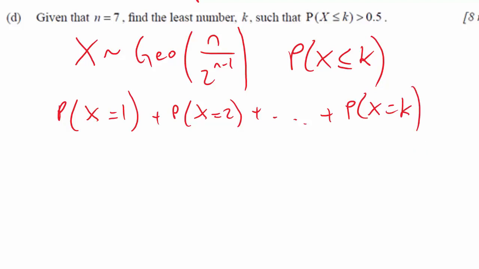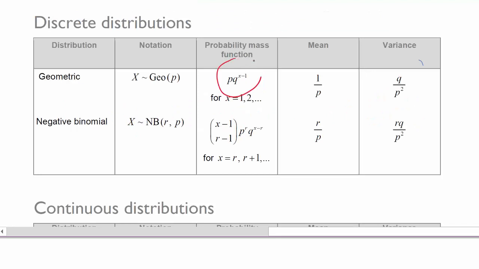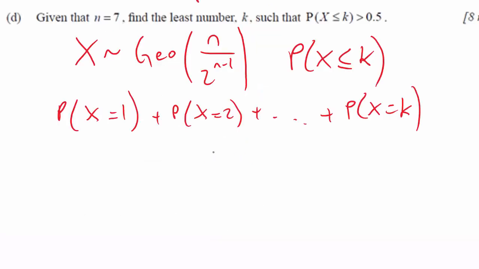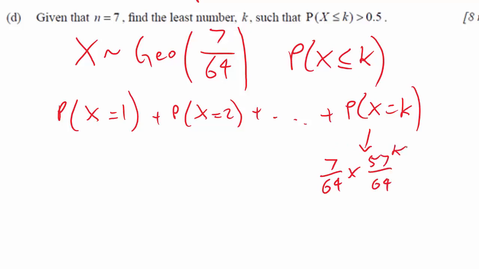Well, off the formula book, I have the formula for the probability that X equals x. It doesn't say it here. This is the probability that capital X equals little x, is pq to the x minus 1. Oh, except they've said that n is 7. So I can just simply put this one in as p q to the k minus 1. And all the others are the same.